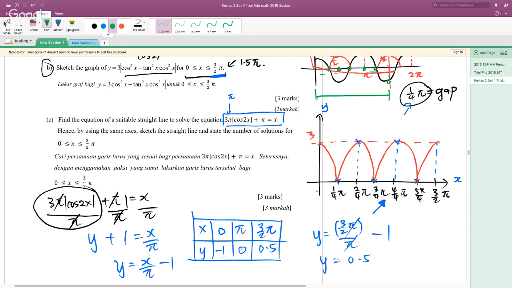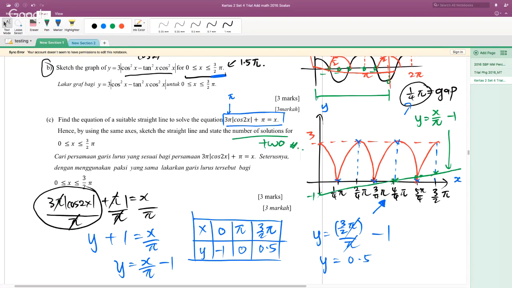So the first one, 0 is negative 1. I randomly call here negative 1. And then pi is actually at 0, and here is 0.5, so it's somewhere here. Then I'm going to draw this line and label this equation y equals x over pi minus 1. The question asks about the number of solutions. I guess here they're touching at 2 points, so the number of solutions will be 2.